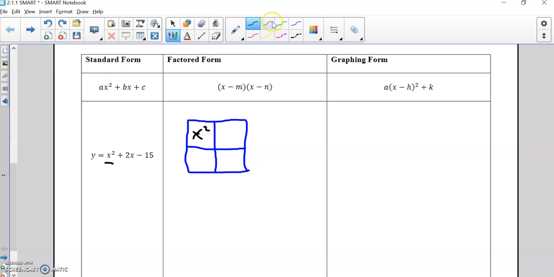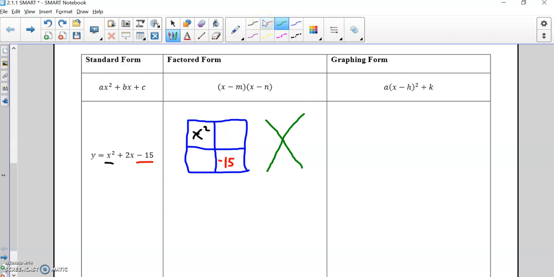Alright, and your third term is going to go in the bottom right box. That is always going to be how you start with these problems. Okay, and now our goal is to figure out what goes in these two boxes. Now that's when the diamond comes in. It's not actually a diamond, it's kind of more of an X, but we just call it a diamond.